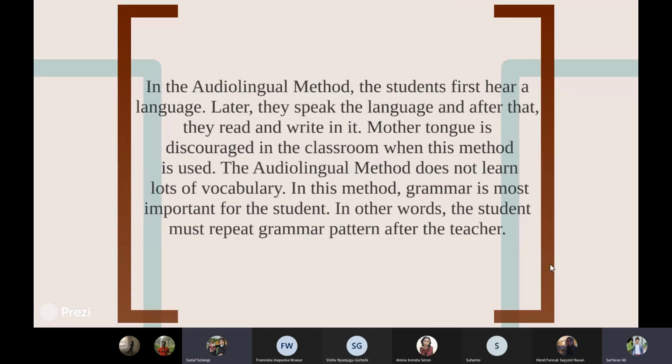We can say that the audiolingual method was fully grounded in linguistic and psychological theories. In the audiolingual method, the students first hear a language, later they speak the language, and after that they read and write in it. The mother tongue is discouraged in the classroom when this method is used. The audiolingual method does not teach lots of vocabulary. In this method, grammar is most important for the students. In other words, the students must repeat grammar patterns after the teacher.